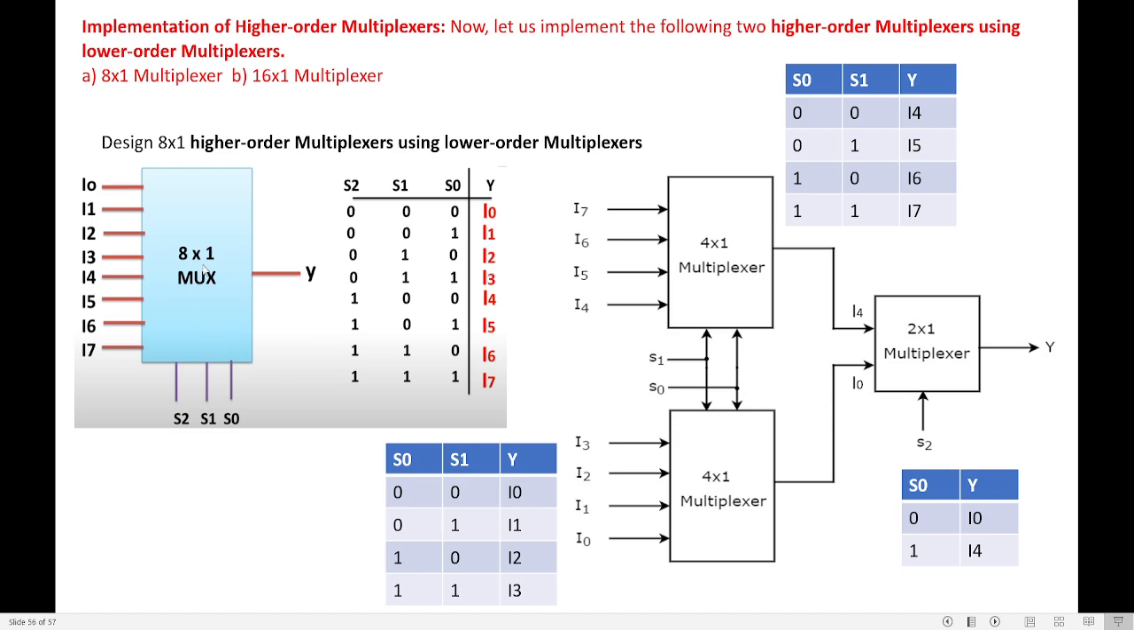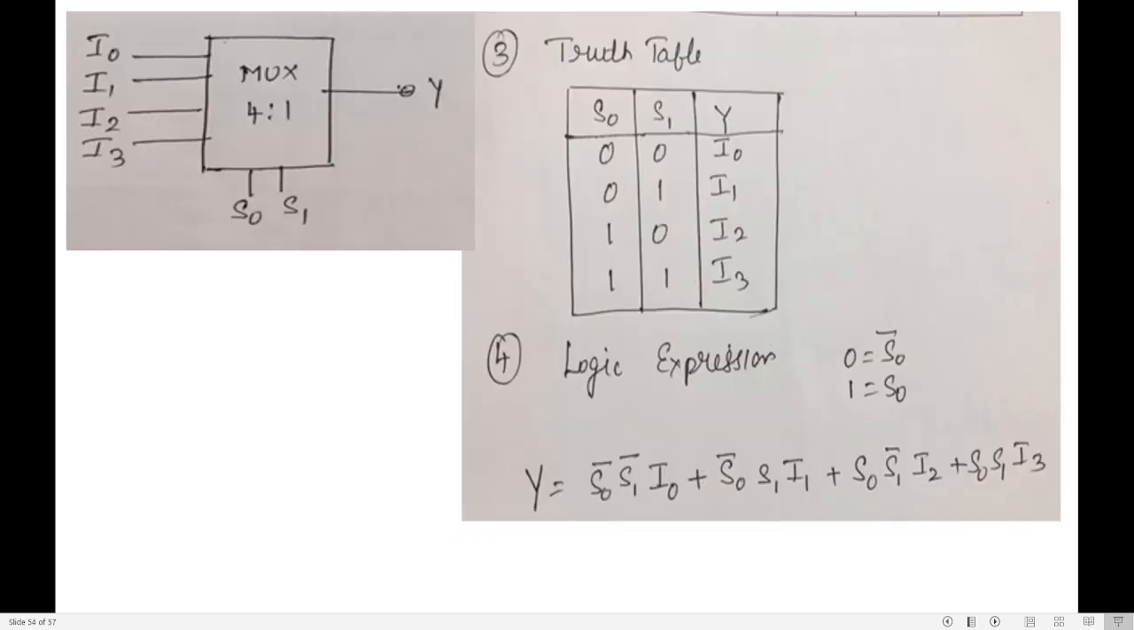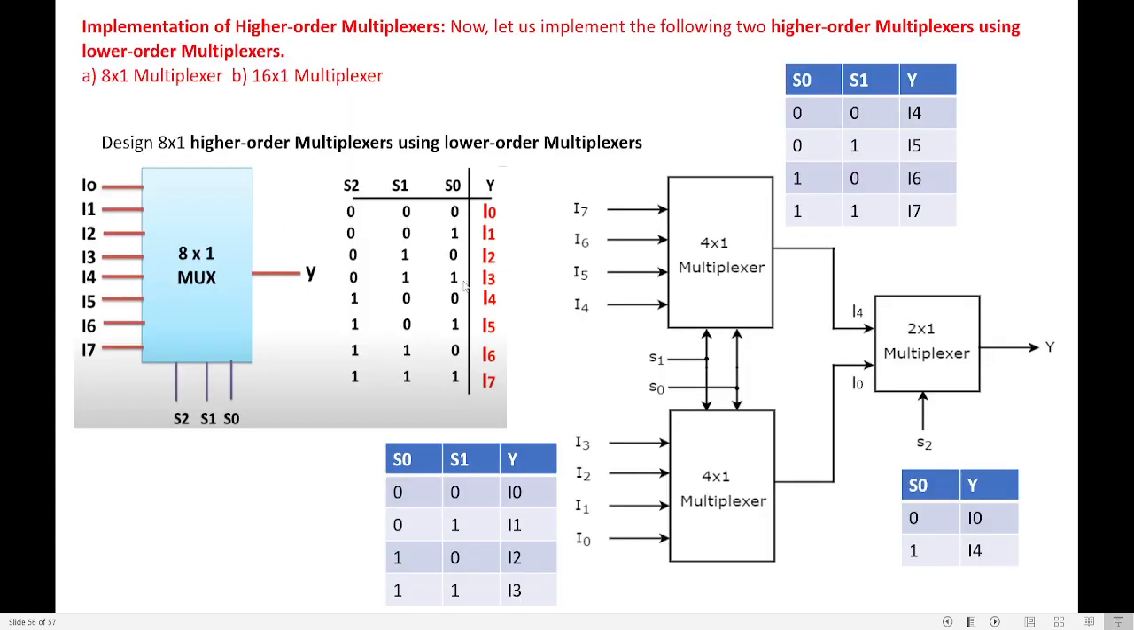An 8 by 1 multiplexer needs 3 select lines, whereas a 4 by 1 multiplexer, which we designed just a couple of minutes back, needs 2 select lines, S0 and S1. Similarly, we are going to use 2 select lines, S0 and S1. The 2 select lines are going to be common between these two multiplexers. I am going to short the 2 select lines of these 2 multiplexers. Now let us see what is going to happen.